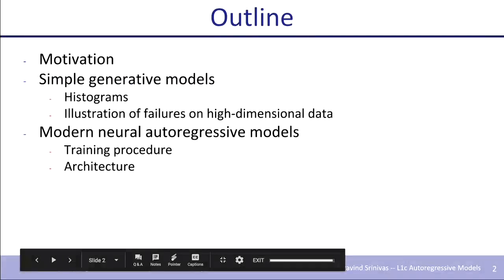Okay, so I'll give you more motivation. And then I'll talk about some very simple generative models. You may have seen these types of generative models that I'm going to talk about, but I will emphasize how they fail drastically in high dimensions. And that will motivate the design and use of the more modern neural net-based autoregressive models that are so popular right now.